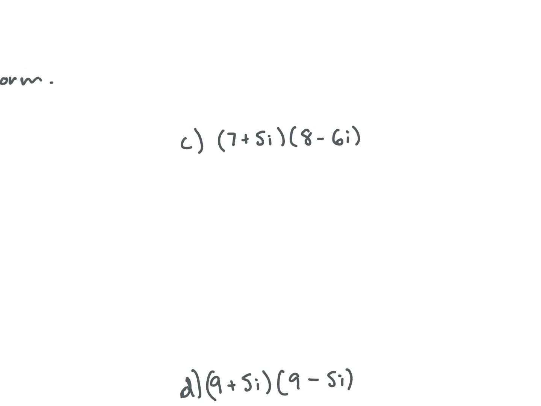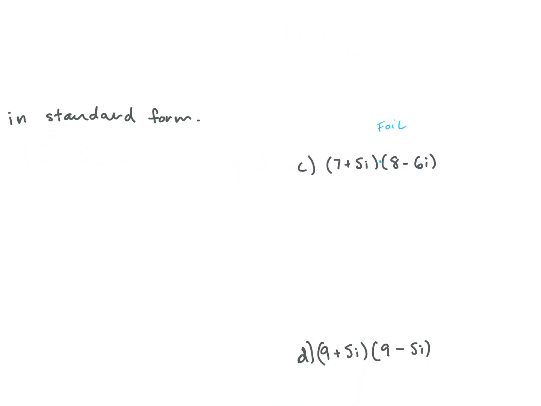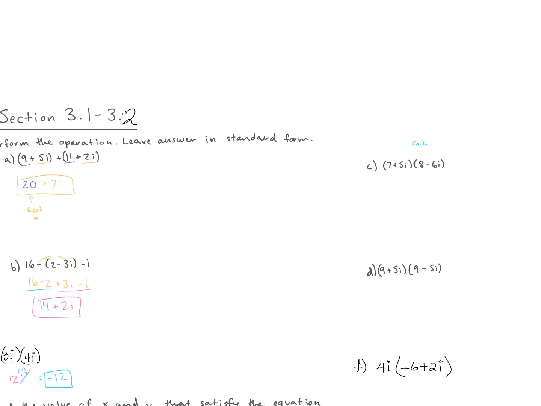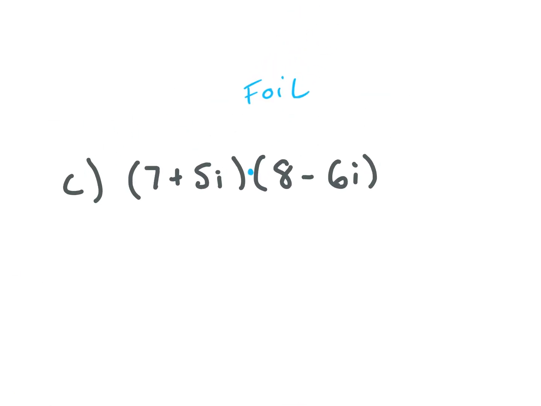This one's C. So here I don't have a sign in the middle, so what does that tell me I have to do? I'm multiplying, so I have to FOIL. So notice the difference between A and C. A has a plus sign in the middle, so that means I have to add. C, there's no sign, so I have to multiply, which means I have to FOIL. So I multiply the first ones. What's 7 times 8?